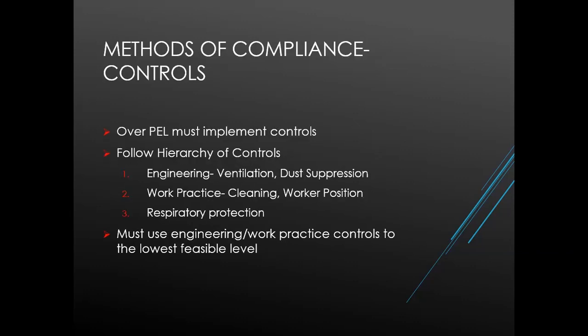If an area is found to be over the PEL, then the employer must implement controls for that hazard. Generally, we try to follow OSHA's hierarchy of controls. That is, first we try to engineer out the hazard, and this can be accomplished by means of ventilation or dust suppression with wet methods. Next, we try to implement work practice controls, such as cleaning or worker position to minimize their exposure and so on. And then finally, whenever such feasible engineering and work practice controls are not sufficient to reduce employee exposure to below the PEL, the employer shall nonetheless use them to reduce employee exposure to the lowest feasible level, and then you can supplement with the use of respiratory protection.